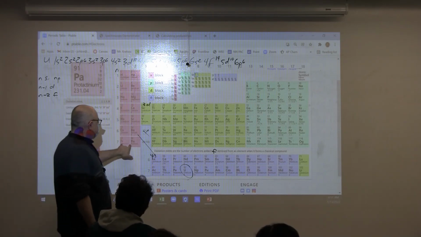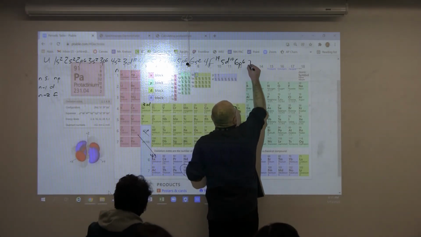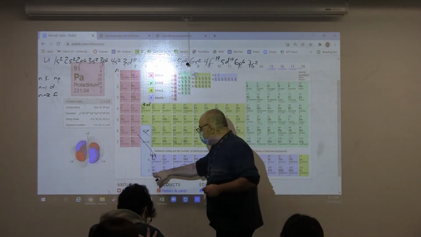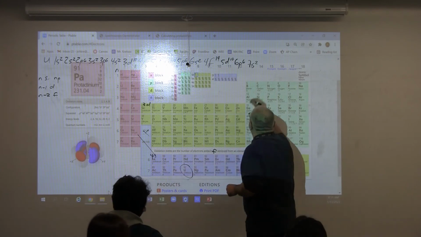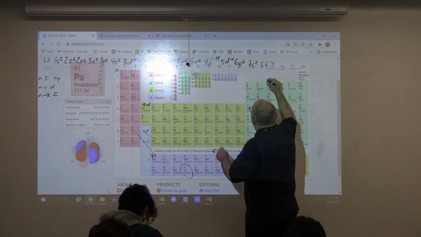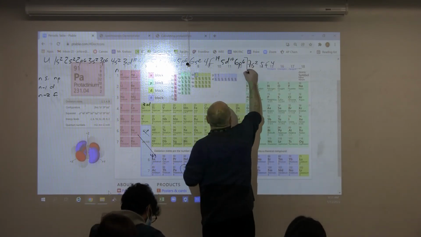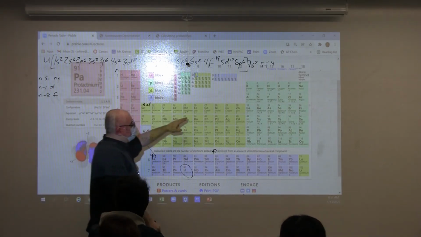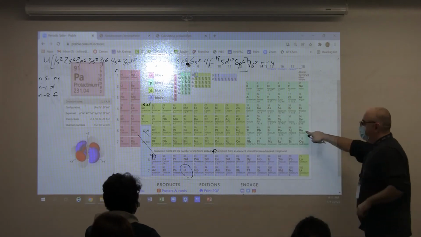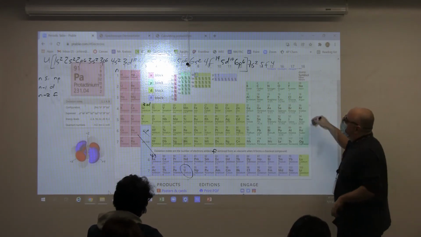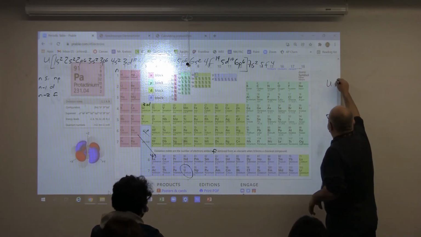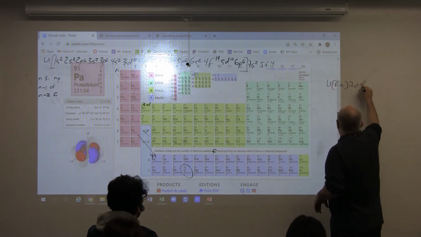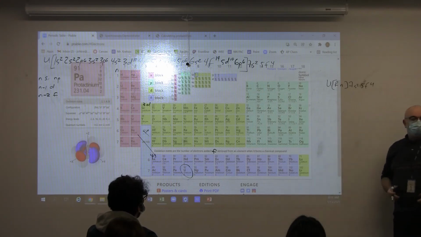Now after 6p6, we're here at 7s2. And then all we have left is 5f, 1, 2, 3, 4. Or we could have done this. So where's 6p6? I think it's radon, isn't it? So we could have done uranium as radon, 7s2, 5f4. Or that.